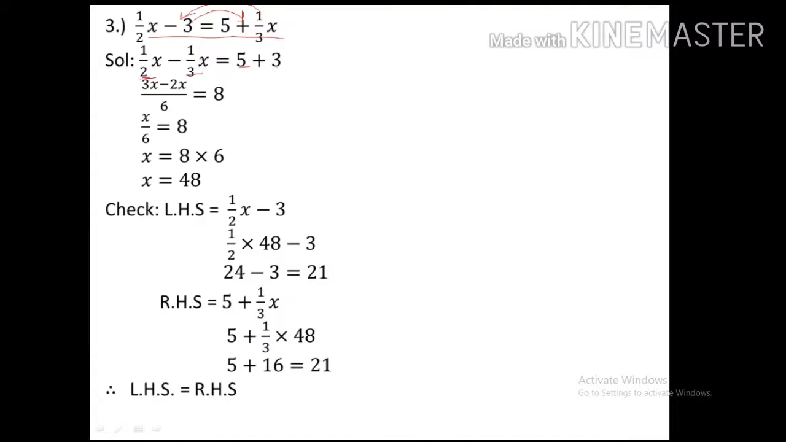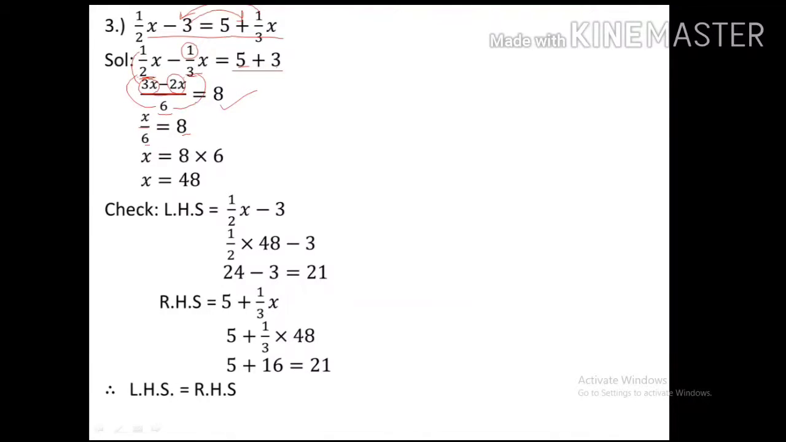Now here 2 and 3 denominator is different. So first of all we have to make the same denominator. For this we have to take the LCM of 2 and 3. It will come 6. Now 6 when divided by 2, it will come 3 as a quotient, and 3 is multiplied by 1, it will come 3x. Minus sign we have to put. Now 6 when divided by 3, it will come 2 as a quotient, and 2 is multiplied by 1, it will come 2x, equals to 5 plus 3, it will come 8. Now 3x minus 2x, when we solve, it will come x upon 6 equals to 8.